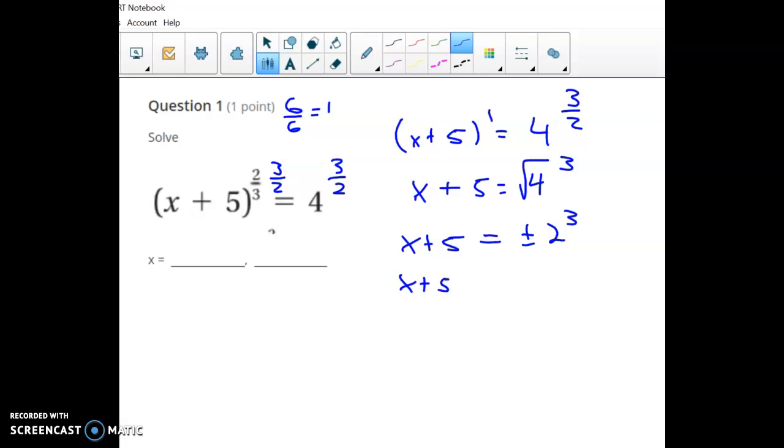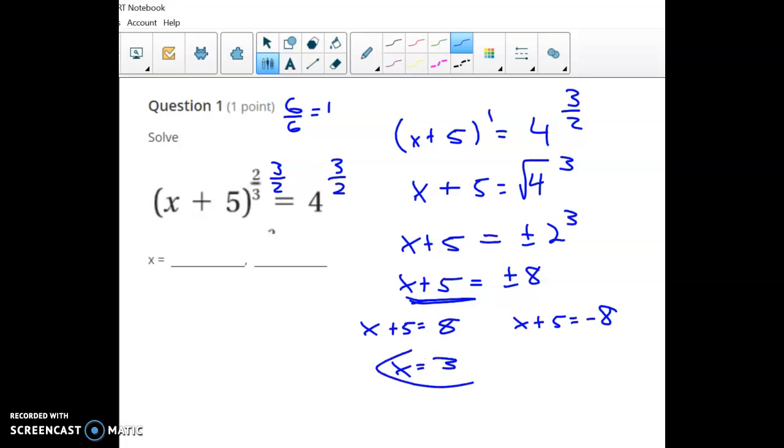So then from there, I want to cube positive 2 and cube negative 2. And so you get plus or minus 8. So now this expression can either be positive or negative 8. So I'm going to split it into two equations, like x plus 5 equals 8 and x plus 5 equals negative 8. And that's where we get our two answers.